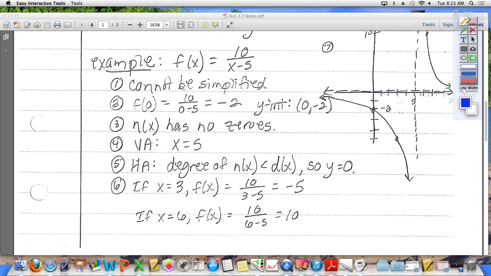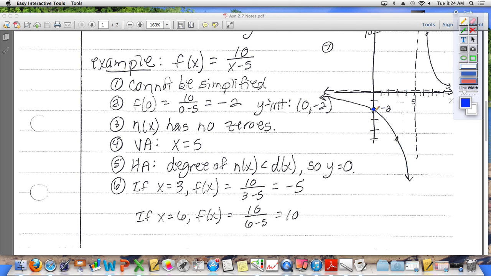Step number two is to find your y-intercepts. What did it say you had to do to find y-intercepts? You had to replace all of your x values with 0. So I have 10 divided by 0 minus 5. Well, 0 minus 5 is -5, so we have 10 divided by -5, which is -2. There's your y-intercept. So your y-intercept is at the point (0, -2). So I go over here to the graph, and I put a point right here at (0, -2). We know that the graph is going to go through that point.